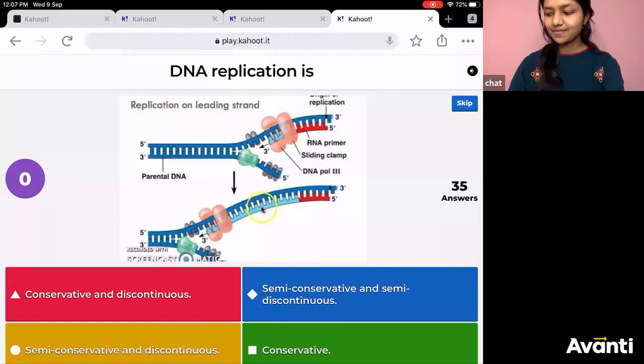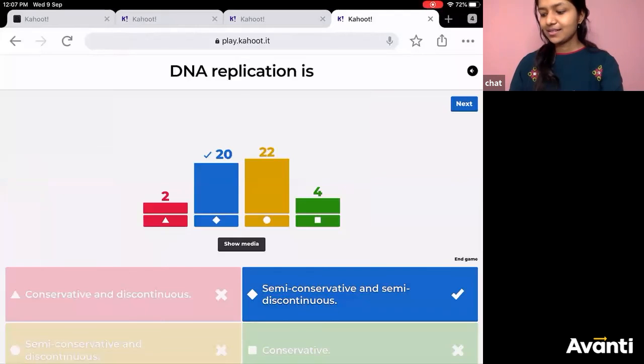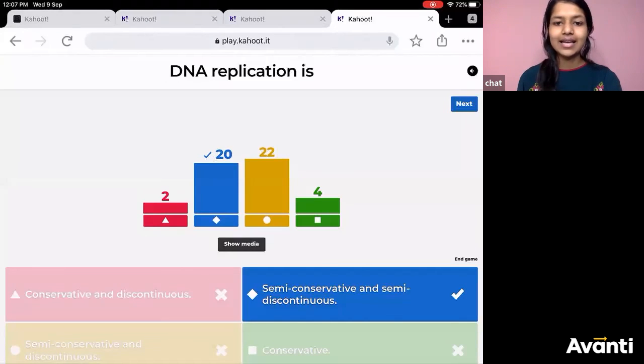I'll skip it. So more people have done it wrong. 20 of you have done it correct. Obviously, it is semi-conservative, no doubt in that. It is semi-discontinuous also, right? Yes or no? One strand is continuous and the other strand is not continuous. Fragments are there, right? So, कैसे confusion हुआ?